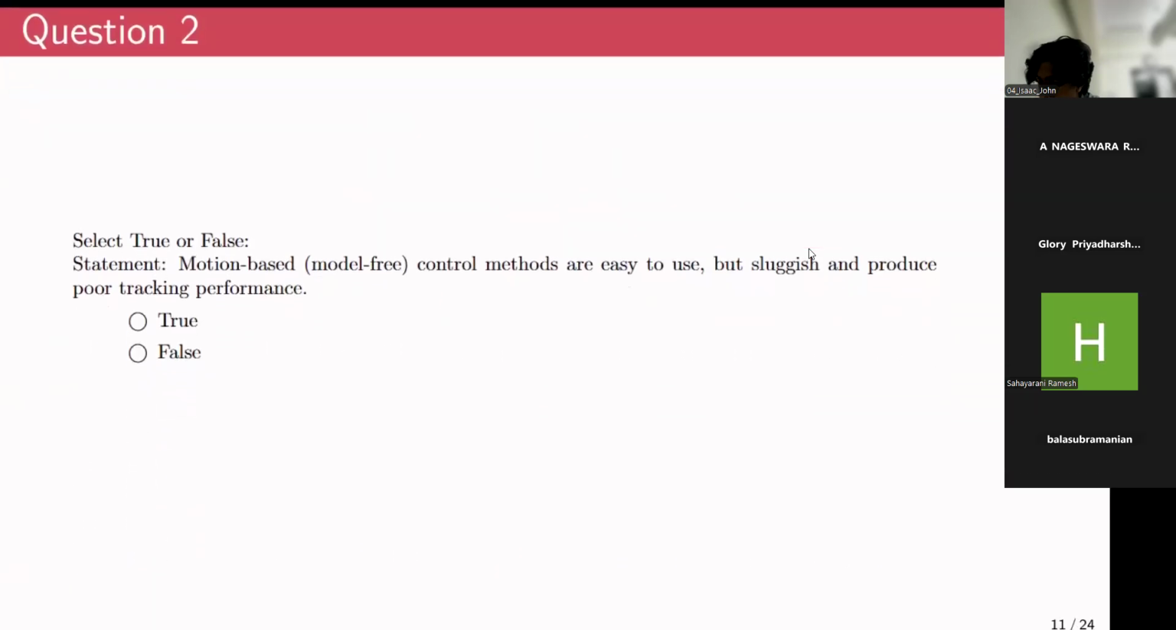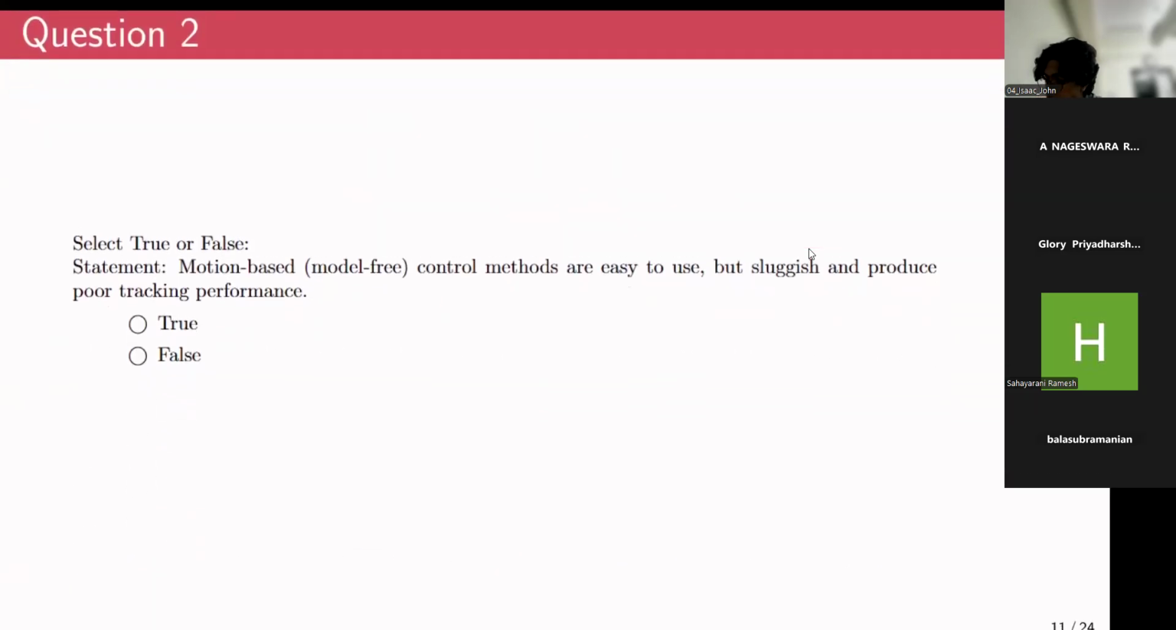Now, moving on to question 2. Again, it's a true or false question. It says: motion-based or model-free control methods are easy to use, but sluggish and produce poor tracking performance. So we have seen two schemes. We have one called motion-based, which we call model-free.